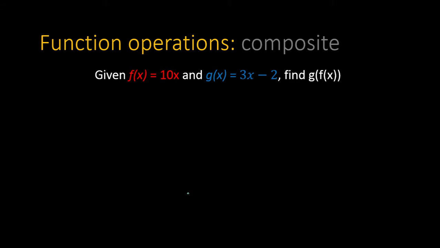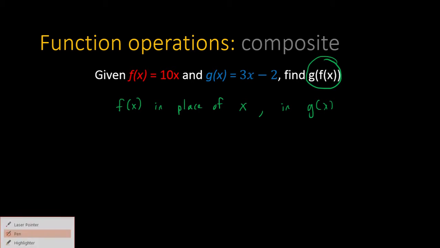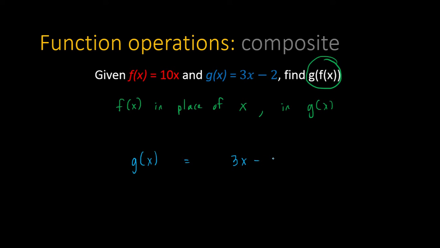Let's practice again. So we're asked to find g of f of x. That means we're going to put f of x in place of x in g of x. We're going to take g of x, which is, let's write it down in blue here, g of x equals 3x minus 2. So to find g of f of x, I replace this x with f of x.